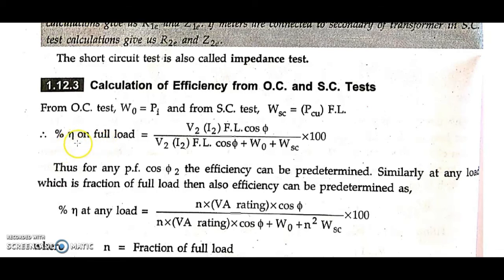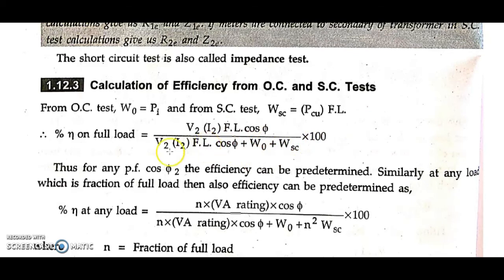With that in mind, if you want to see it for the full load, the efficiency formula will be V2 I2 FL, where FL is the suffix of I2, cos phi is the power factor which you are supposed to calculate, V2 I2 FL cos phi divided by V2 I2 FL cos phi plus W0 plus WSC, into 100. So this is the formula for efficiency on full load.